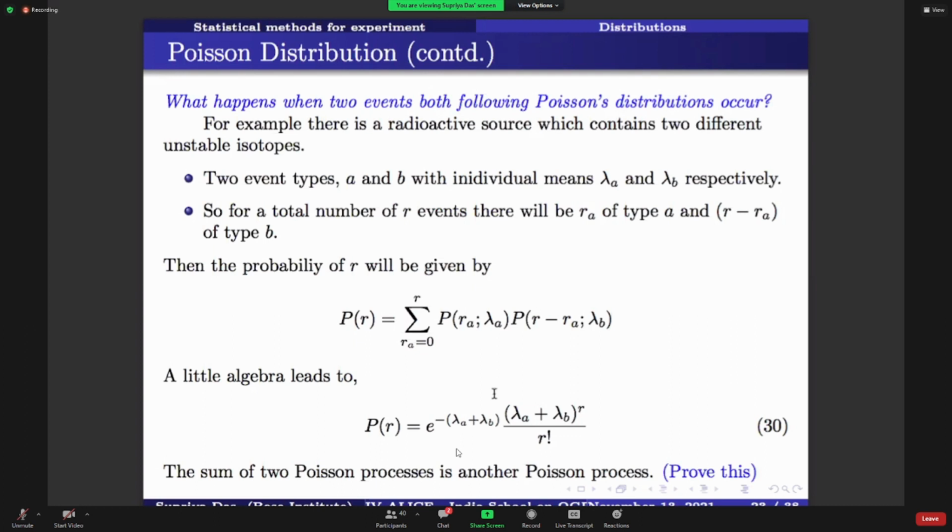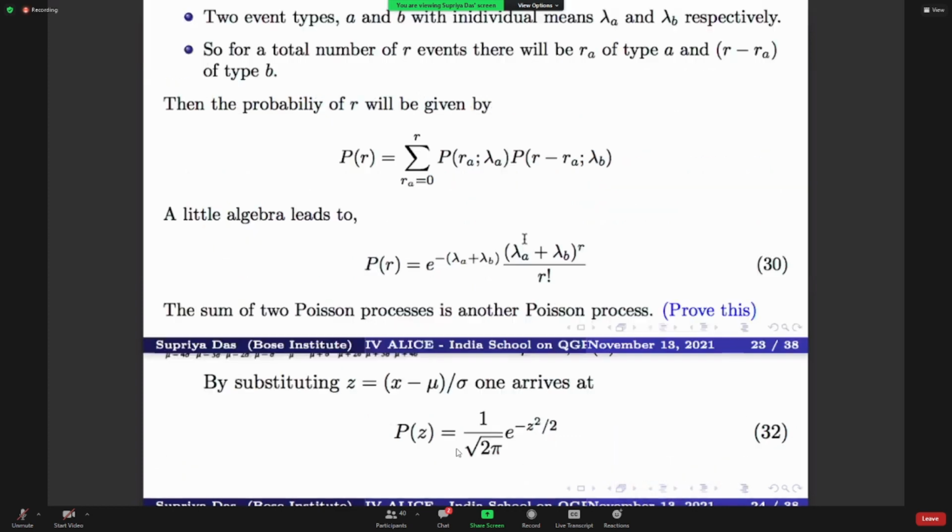As I said, you prove how you come from this expression to equation number 30, that the sum of two Poissonian processes is another Poissonian process. Okay, so let's move on.